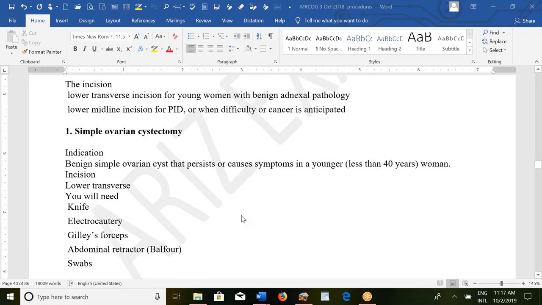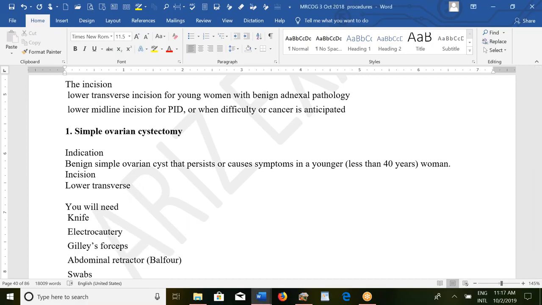Okay. So let's say that we are going to do a simple ovarian cystectomy. What are the usual indications? A benign simple ovarian cyst that persists or causes symptoms in a younger woman, which means that the female is less than 40 years. Then this is called simple ovarian cystectomy. So what type of incision can we give? We can give low transverse, and you should know about the instruments also. Sometimes they will ask you to pick up the instruments you are going to use.